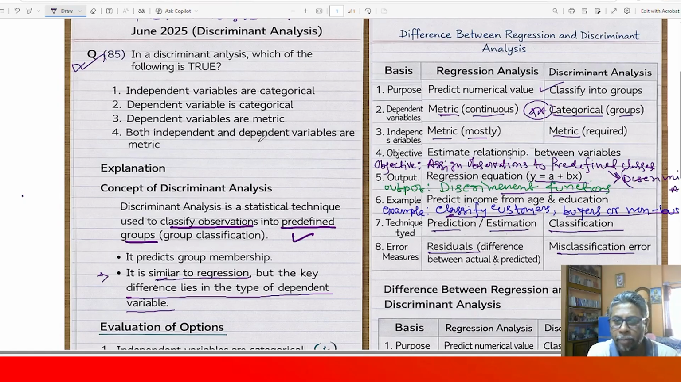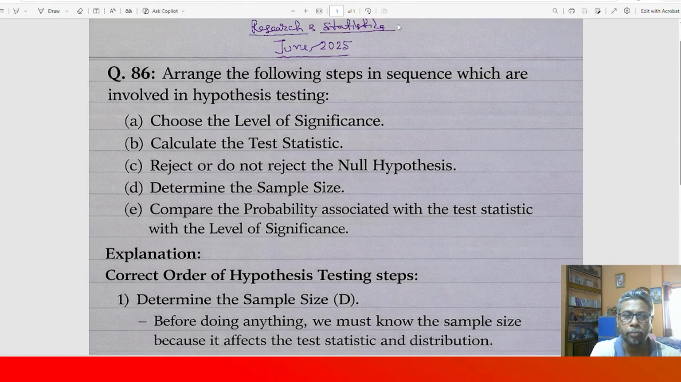I try to compare this question. I try to give the detailed explanation so that you can solve this kind of question clearly. Next question. Move on to the next question.